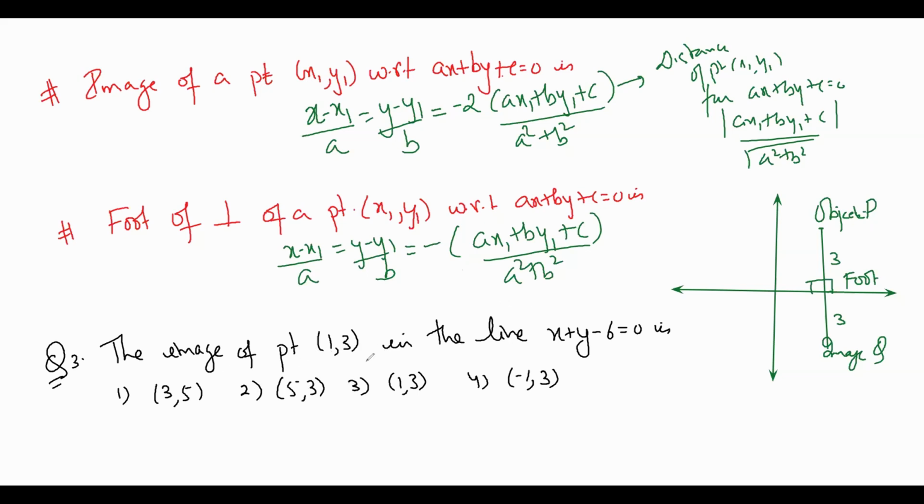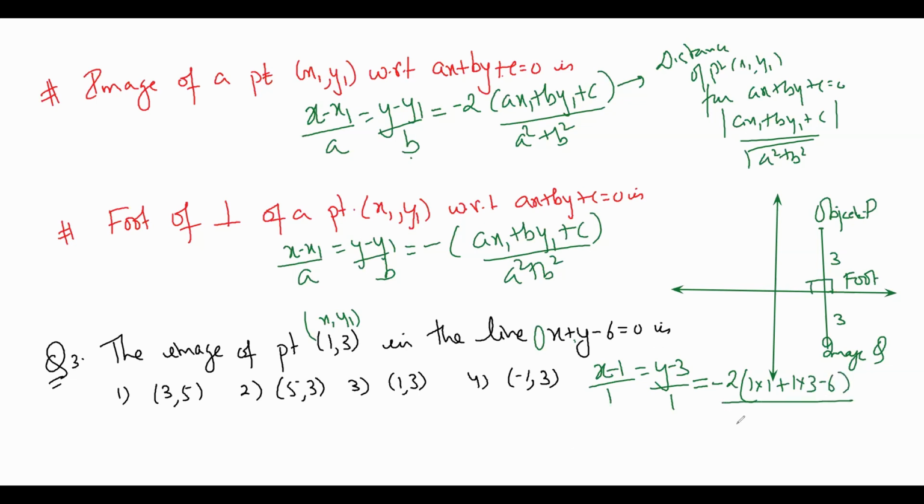Now I can apply this formula here also. And what is that? Formula is x minus x1. x1 is here 1 and y1 is here 3. So I write x minus x1. A is what? The coefficient of x, that is 1. Next, what is written? Y minus y1. So y1 is here 3 and b is the coefficient of y. That is 1. And on RHS, I have to write minus 2 and (a x1), 1 into 1, (b y1), 1 into 3, c.